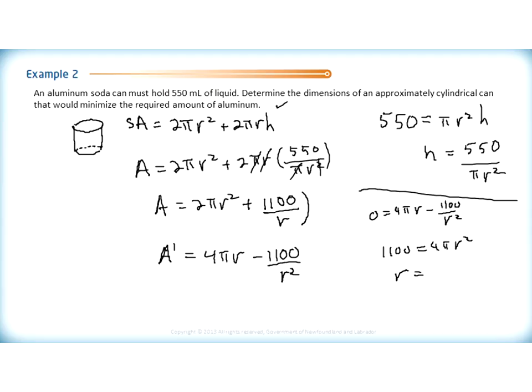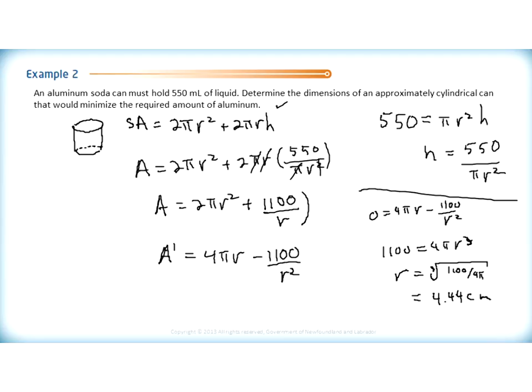So I'm going to have 1100 equals 4 pi r cubed, isn't it, when I cross multiply there? r is going to be the cube root of 1100 over 4 pi. So the cube root of 1100 over 4 pi, if I plug that in my calculator here, I get 4.44 centimeters. So we construct a can that's got a radius of 4.44 centimeters.